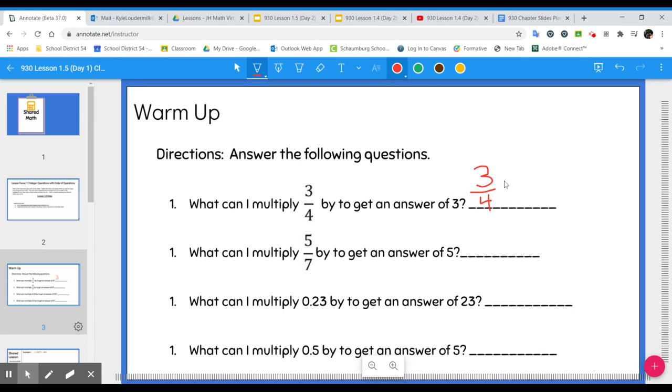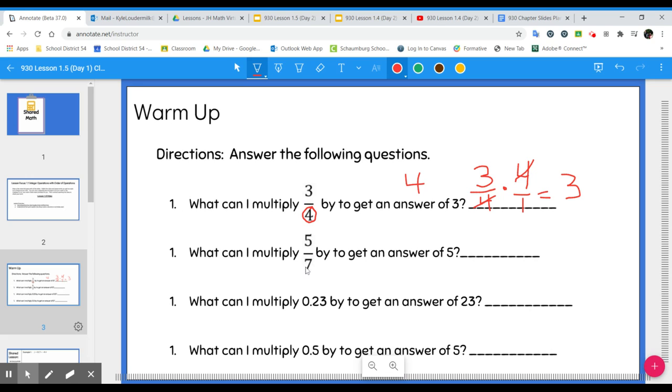3/4, and I multiply by 4, think of 4 as 4 over 1, you'll notice that the 4's would cancel out, leaving me 3 over 1. So what would I multiply to get an answer of 3? I could multiply by 4, which you'll notice is actually the denominator of the fraction. So if you multiply by the denominator of the fraction, the denominator goes away and you're just left with the numerator. It cancels out. Next question says, what can I multiply 5/7 by to get an answer of 5?